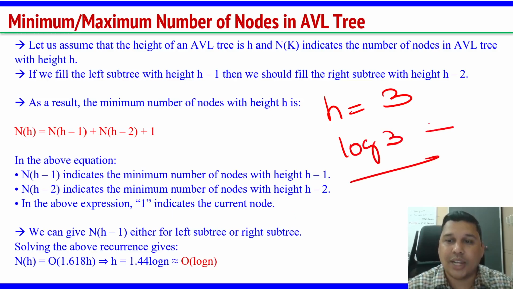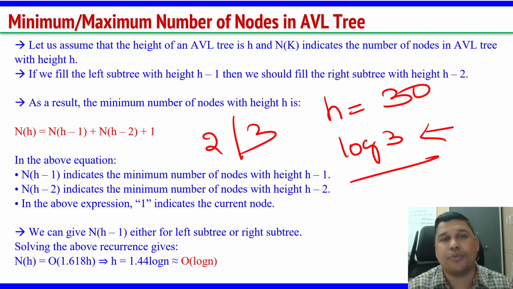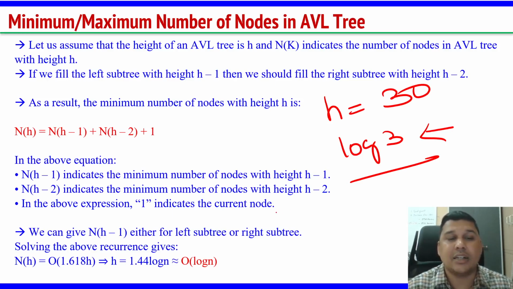Okay. Log 3 value if you calculate, again for small numbers it may differ, but if you take some 30, log 30, you get some appropriate value. Maybe because the log 3 value is small, you may get near to that. So, it can be 2 or it can be 3 also. Okay. So, it may differ a little, but for large numbers it will be satisfied. So, given the height of an AVL tree, the number of nodes in an AVL tree is order of log n. Okay. So, this is the equation.